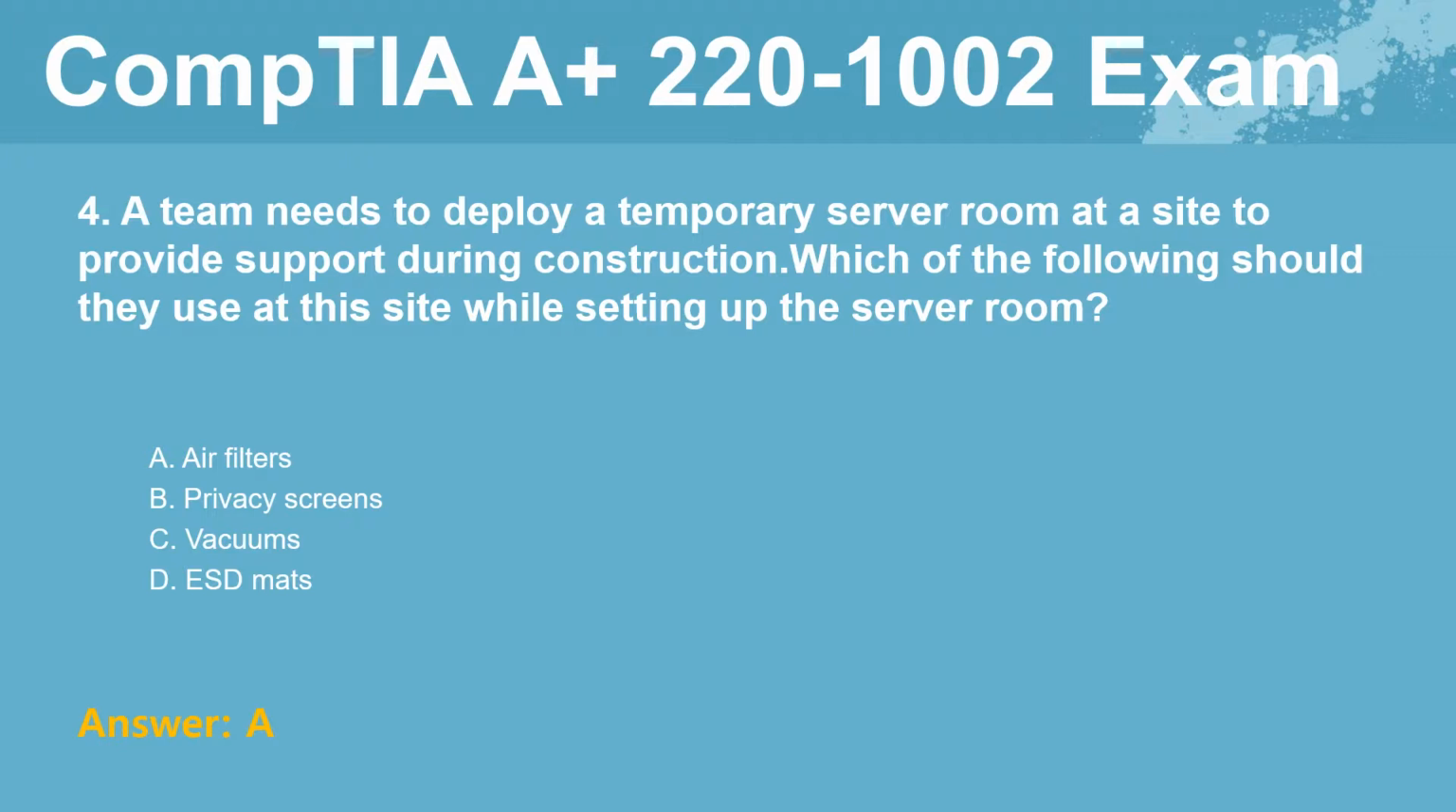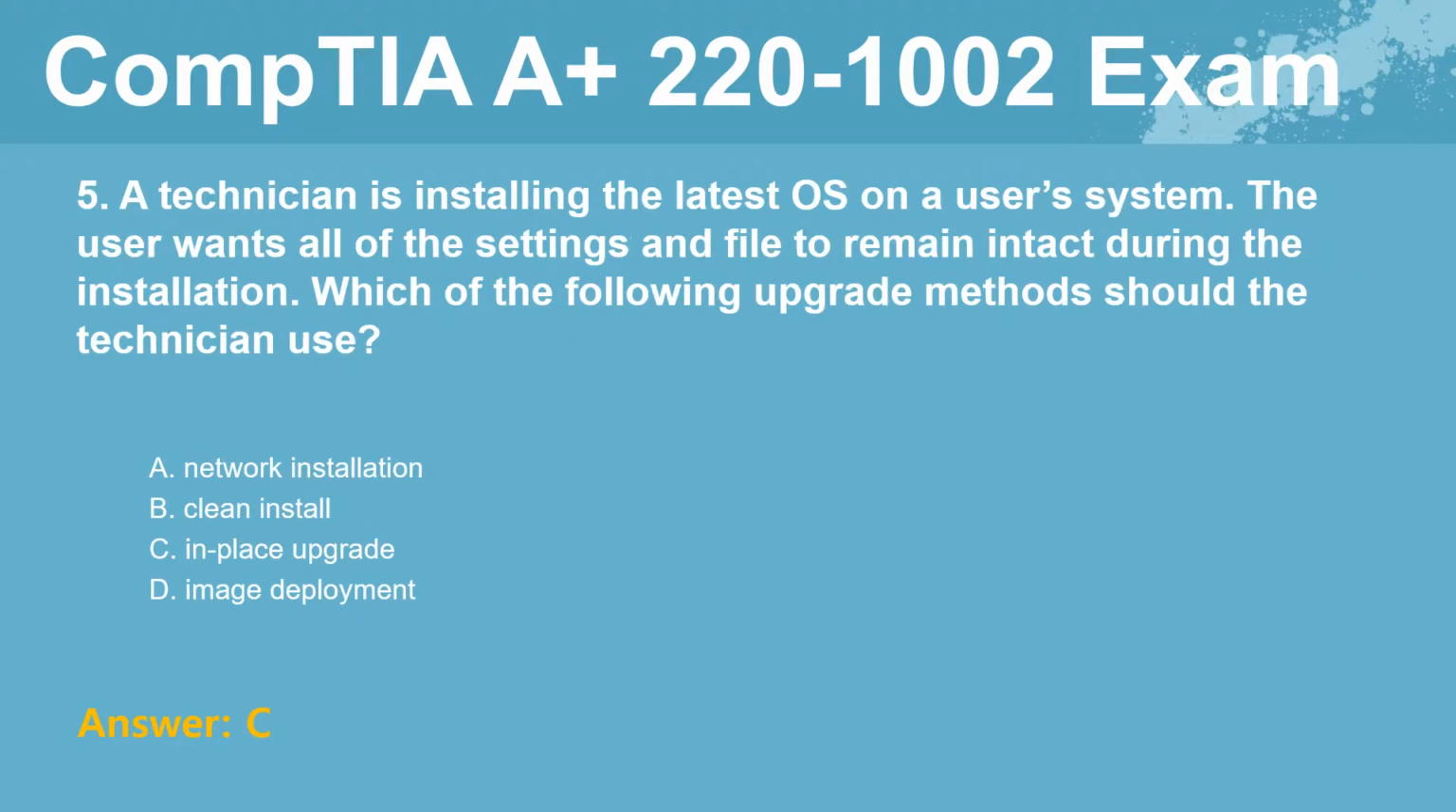4. A team needs to deploy a temporary server room at a site to provide support during construction. Which of the following should they use at this site while setting up the server room? A. Air filters. B. Privacy screens. C. Vacuums. D. ESD mats. Answer, A.